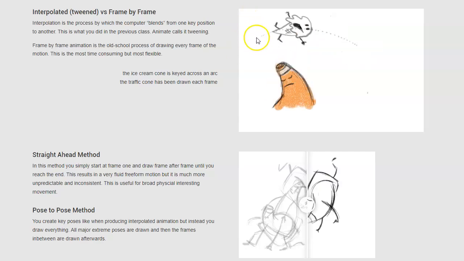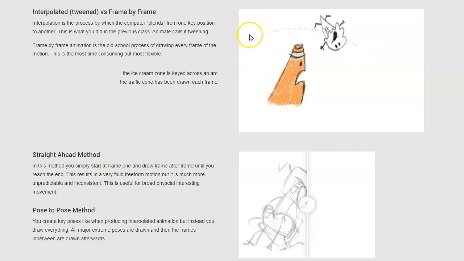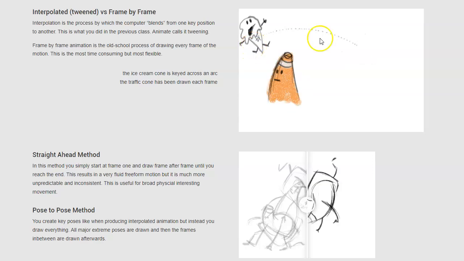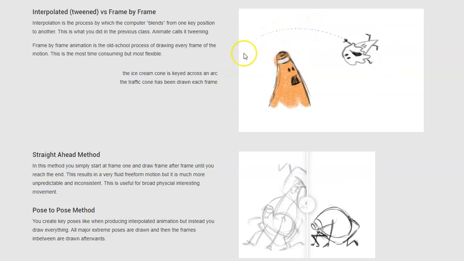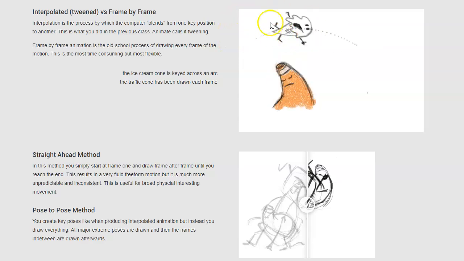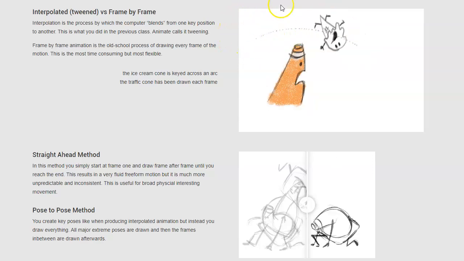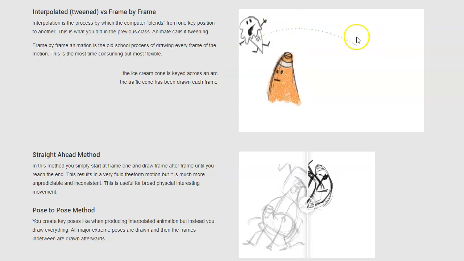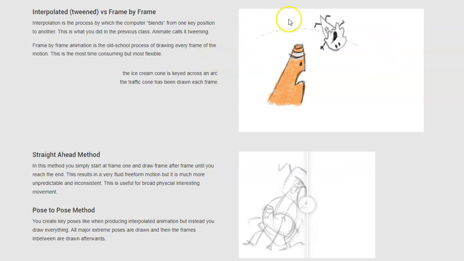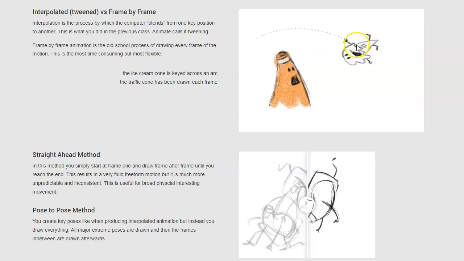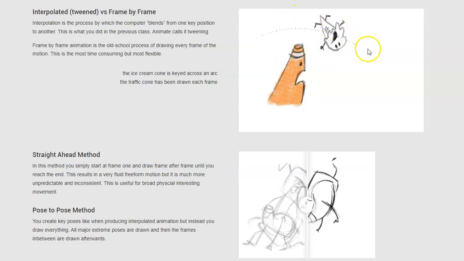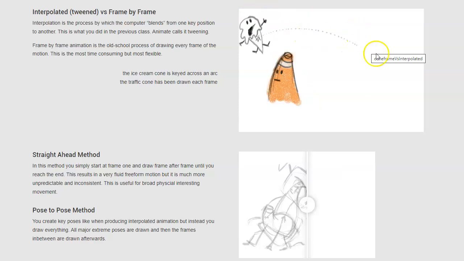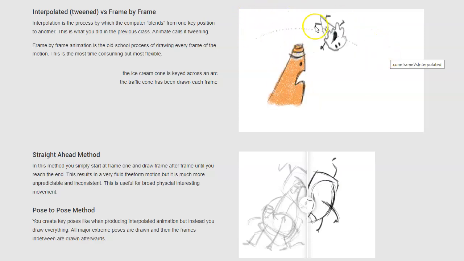And so I might put a key position here of the ice cream, and then I put a key position here of the ice cream, and then I have it follow along this path, and then the computer itself will interpolate both the rotational and the positional data of the transform of this drawing, and then it will blend in between each of those in order to create the frames that are necessary. So I don't have to draw every single frame.